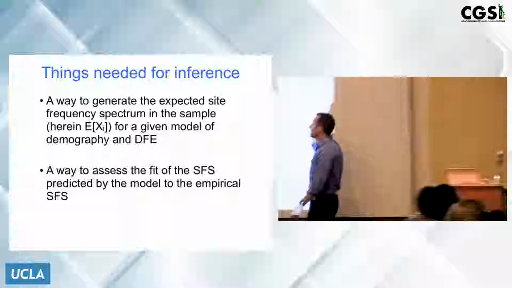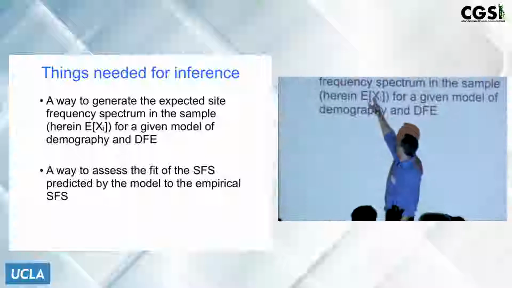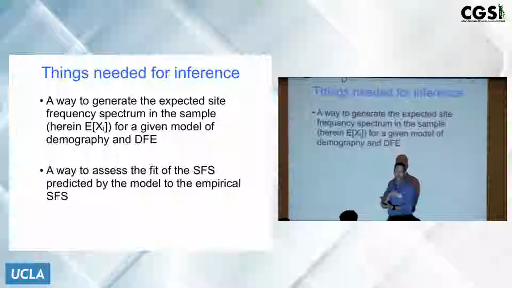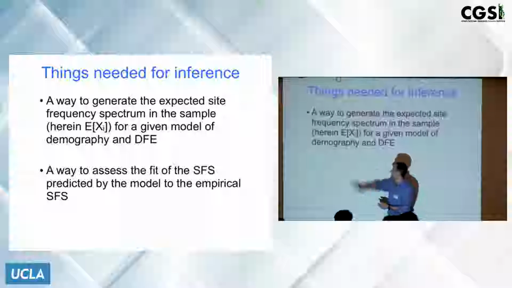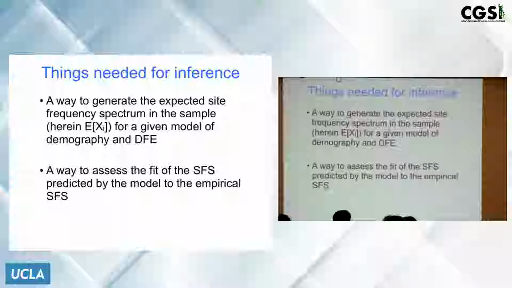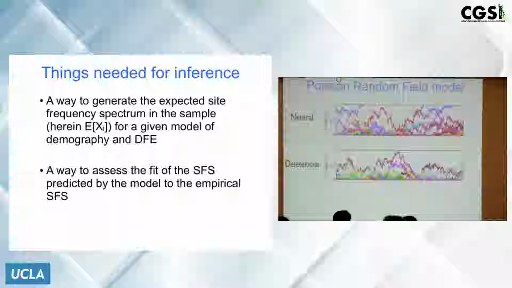And I'm going to call this x. Here it's a scalar, but ultimately it's a vector. That's the entries in the site frequency spectrum. So x sub i would be, for example, if i was 1, the number of SNPs that are at frequency 1 in the sample. And then we need a way to assess the fit of the SFS from the model to the empirical one.